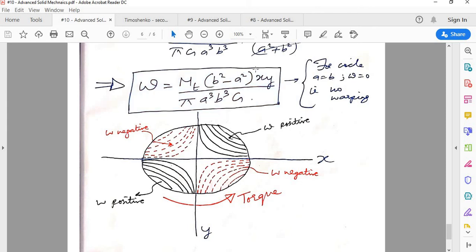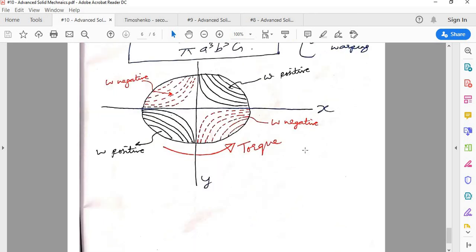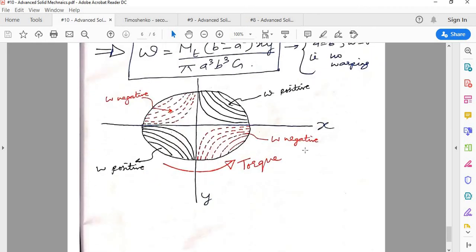As we know, one more thing we can easily deduce: as the product of x into y increases, the amount of warping also increases, which means the outer lines, where the product of x into y is more than on the inner lines, will have more out of plane deformation, or more deformation along the z direction. I hope that it is clear. If you have any doubts, please let me know.